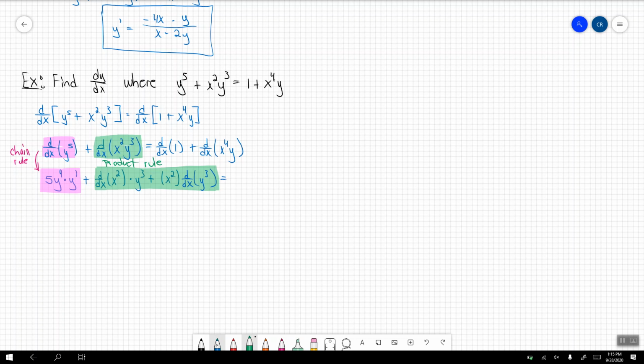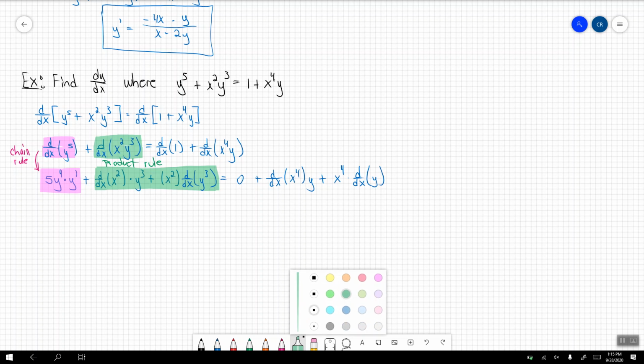There we go. Now let's focus on the right-hand side. We're going to take the derivative of 1 with respect to x. That's naturally going to be 0 because there are no x values embedded there. Now we need the product rule once again because we have x to the fourth times y. Applying the product rule, we take the derivative with respect to x for x to the fourth, multiply by the second function, which is y, plus the first function, x to the fourth, multiplied by the derivative with respect to x for the second function, y. Again, this is another product rule.